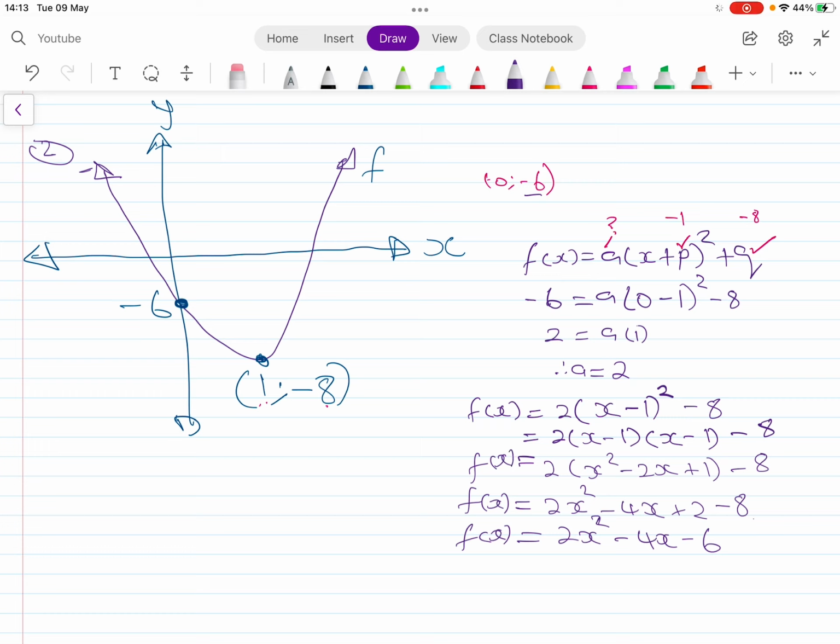So I hope you found that simple. It's always advisable that you leave it in this format and not in that format that you would have probably just used for the sake of being able to determine the equation faster.